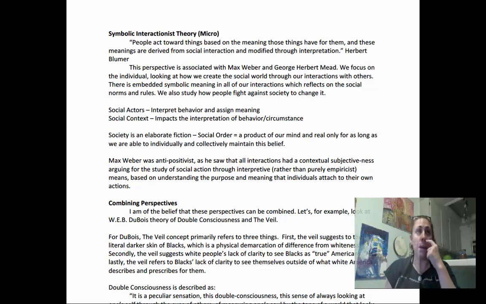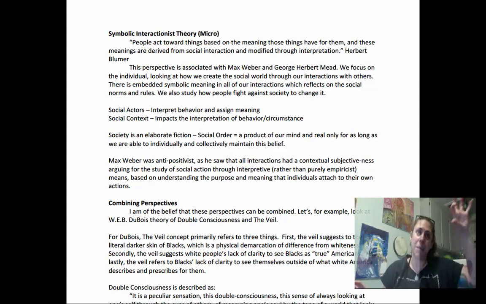So macro, micro. I like to think of that old adage, you can't see the forest for the trees, right? Macro is the forest, micro are the trees, right? So you're looking at each individual interaction. This is where we'll see social actors within society have specific behavior and assign meaning to each of those behaviors. I like to look at how we can see inequality within society by looking at people's interactions with each other.